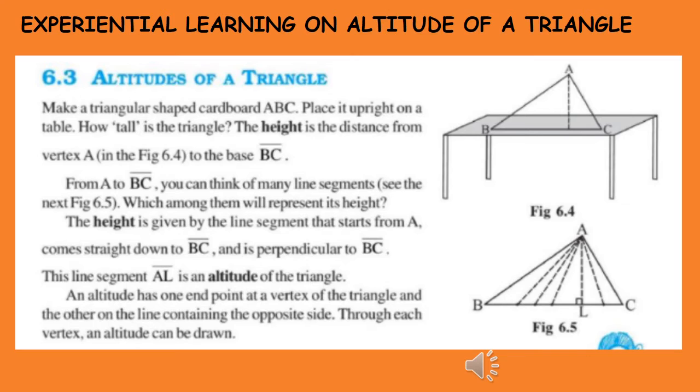An altitude has one end point at a vertex of a triangle and the other on the line containing the opposite side. Through each vertex, an altitude can be drawn. So, a triangle can have 3 altitudes corresponding to 3 vertices.